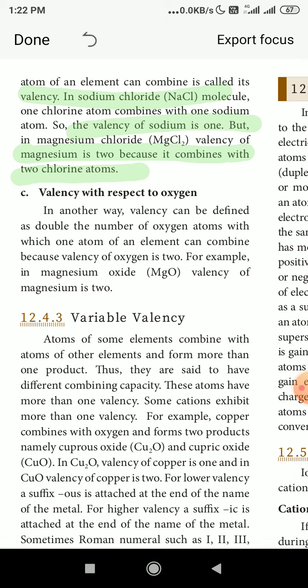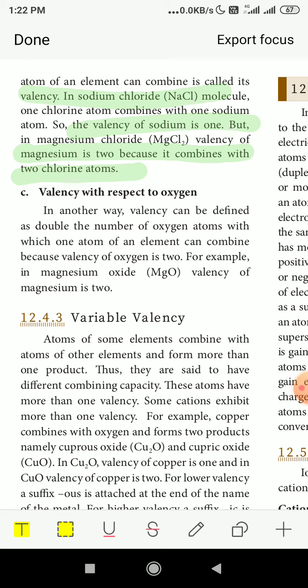Now next is valency with respect to oxygen. In another way, valency can be defined as double the number of oxygen atoms with which one atom of an element can combine, because the valency of oxygen is 2. Always the valency of oxygen is 2, so it combines with 2, double. For example, magnesium oxide, MgO: the valency of magnesium is 2. Only MgO is written, but oxygen always has the valency 2, so magnesium has the valency 2.